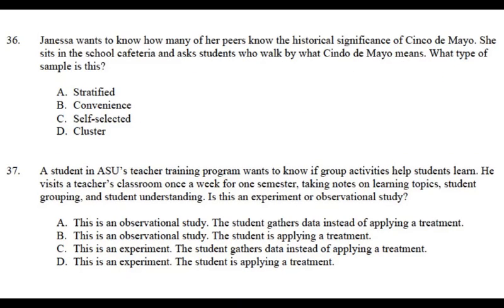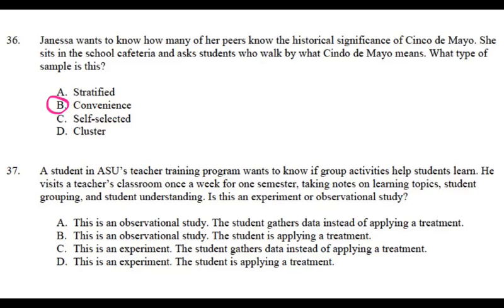Janessa wants to know how many of her peers know the historical significance of Cinco de Mayo. She sits in the school cafeteria and asks students who walk by what Cinco de Mayo means. What type of sample is this? This is convenience, because she's just sitting in the cafeteria and asking students who walk by what Cinco de Mayo means. So all the kids that walk by, it's easy for her to ask the question. So that's convenience.